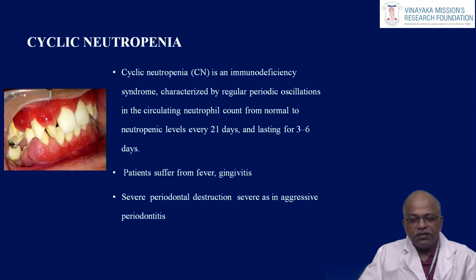Cyclic neutropenia is an immunodeficiency syndrome characterized by regular periodic oscillations in the neutrophil count from normal to neutropenia levels every 21 days, lasting for 3 to 6 days. Such patients suffer from fever and gingivitis. Severe periodontal destruction is also seen in such patients, mimicking aggressive periodontitis.